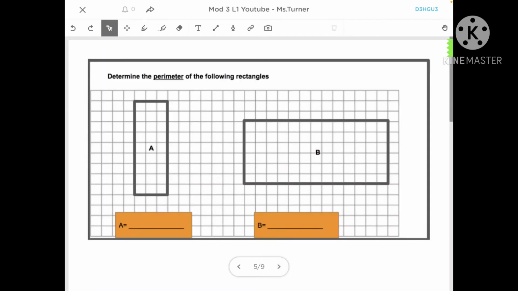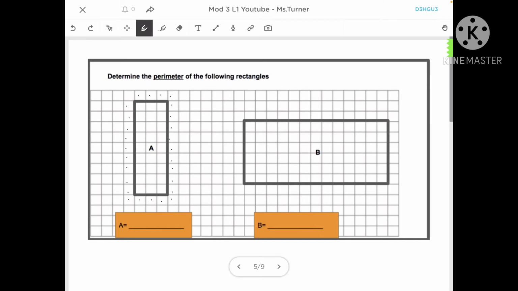Now let's find the perimeter. Remember, scholars, the perimeter measures the distance around our rectangles. Let's go ahead and count how many squares are around our rectangle. 1, 2, 3, 4, 5, 6, 7, 8, 9, 10, 11, 12, 13, 14, 15, 16, 17, 18, 19, 20, 21, 22, 23, 24, 25, 26, 27.